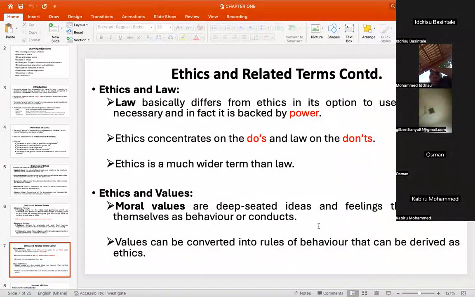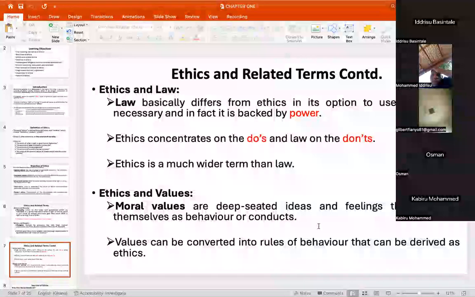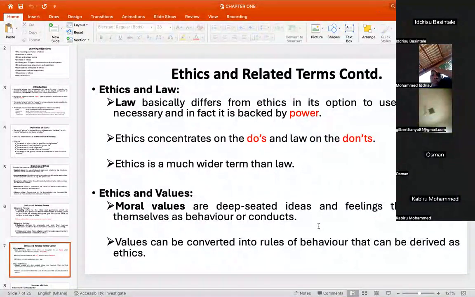Okay, right. Then we move to ethics and values. So moral values are deep-seated ideas and feelings that manifest themselves as behavior or conduct. Later, we'll look at that. There are things that we grew up with, belief systems that we have in us, that tend to help us put value on some things. And that also tends to influence our ethical behavior.